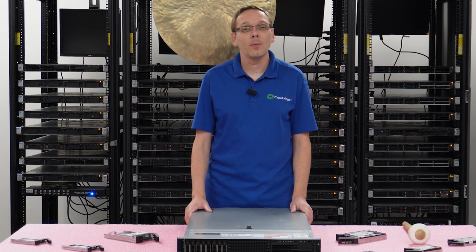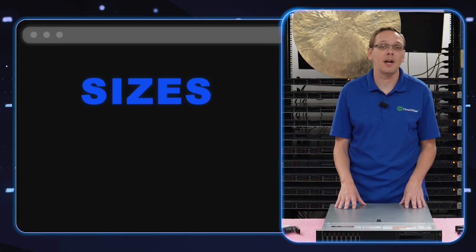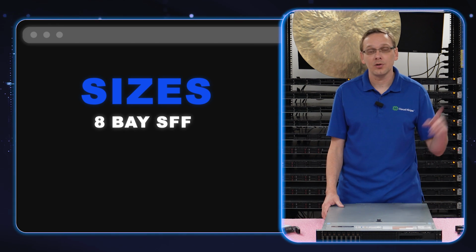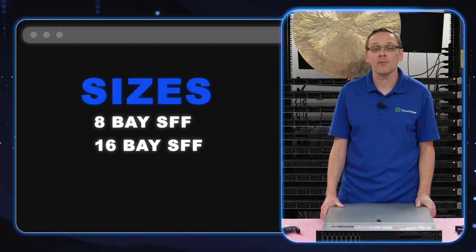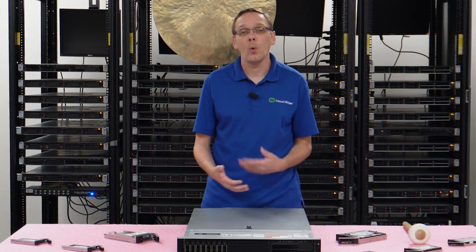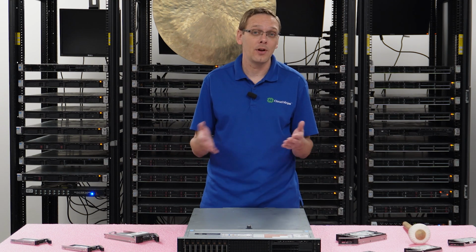All right, so now that we know a little bit more about the speeds, let's go over the different sizes. Well, the sizes depend on what type of chassis you have. You can have the 8-bay small form factor that we have here. We also showed you earlier in the series the 16-bay small form factor, and there's also an 8-bay large form factor. So depending on what type of chassis you have will depend on what type of drive and tray for that matter that you want to use.